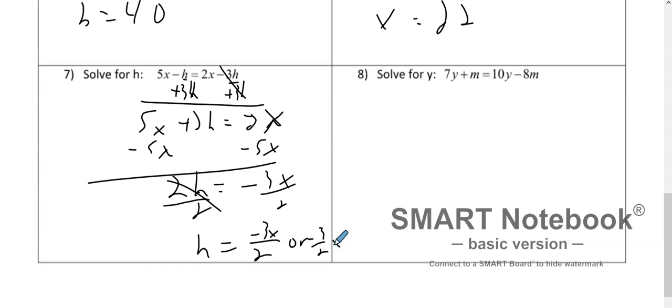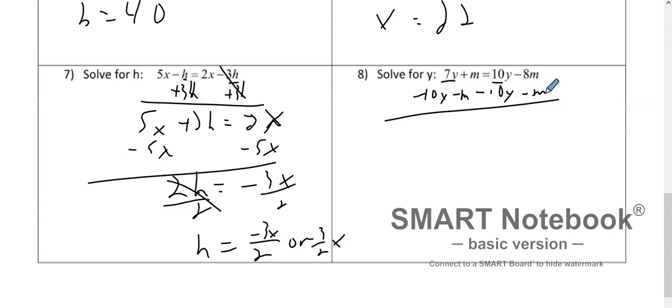Next one, I'm solving for y. So I have y's on both sides. So I'm going to subtract 10y this time. And in this case, if you're comfortable with it, you can move the m at the same time, whatever's best for you. So number 7, I did it in baby steps. Number 8, I did it in the same line.